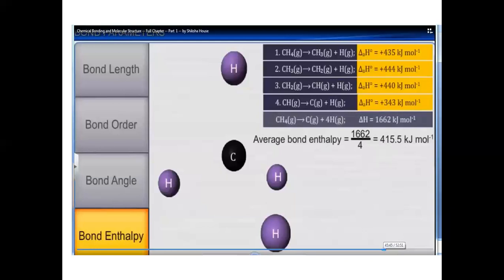Now you have clearly understood about bond enthalpy, bond angle, bond order and bond length. Thank you. Hope you understood the topic very well.